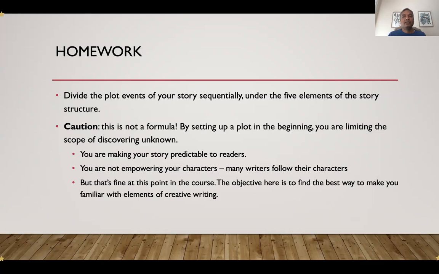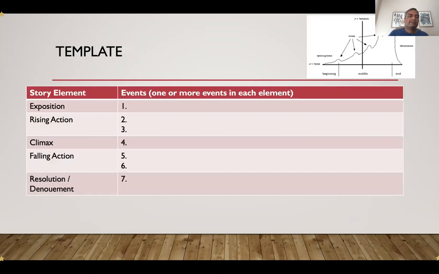So I want to be very clear about that here, that this is not a formula. This is not something that I suggest that you always do as you become writers. Start here, utilize this technique, but this is one of the many techniques. And mostly when you become a good writer, you will not get hooked by or pre-decided by your plot, right? It evolves. So here is the template. Talk about story element.